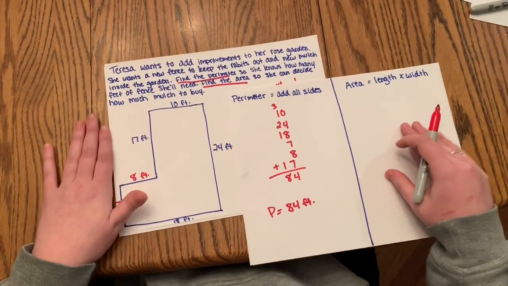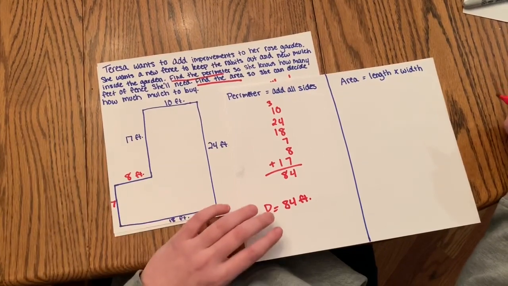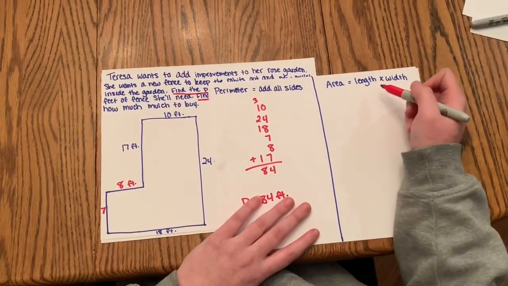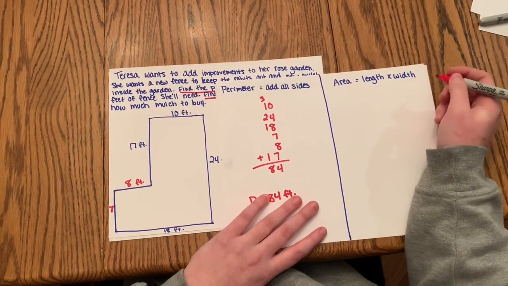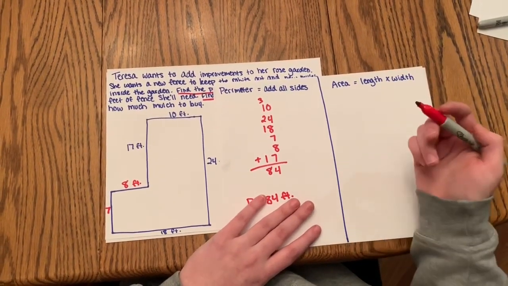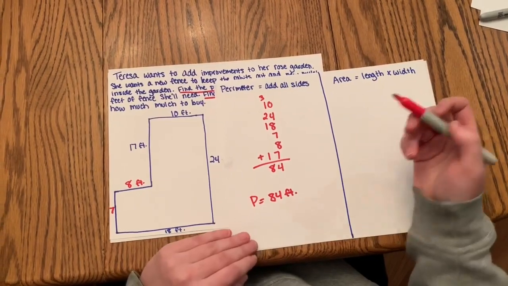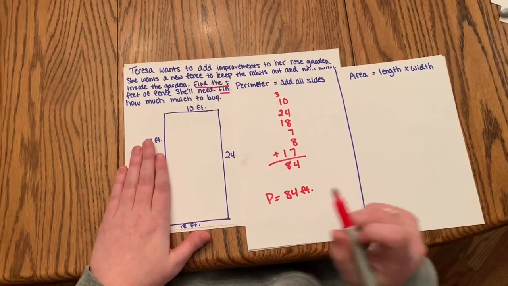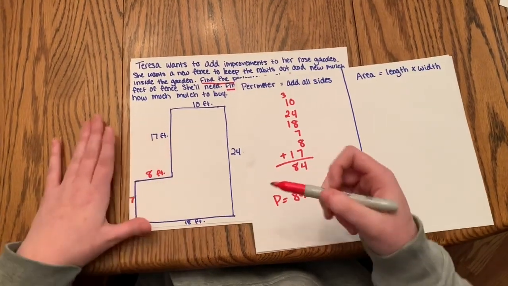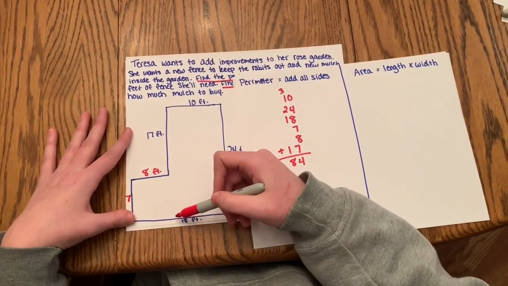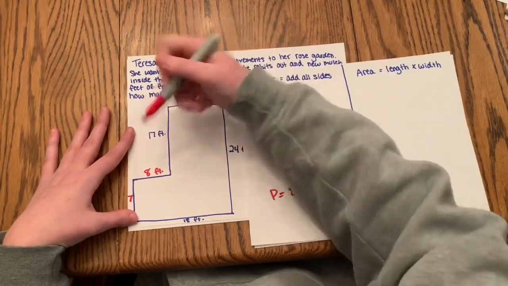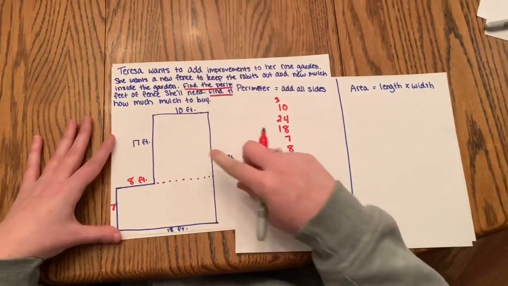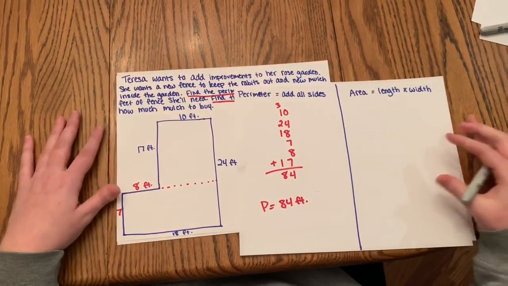Now it asks us to find the area so she can decide how much mulch to buy. If we remember, area equals length times width. But since we have an irregular shape here, it would equal two different shapes. We're going to have to find the area of two different shapes. So we can either draw a line here or we can draw a line here. And I'm going to go ahead and draw a line here. I'll do a dotted line so we know that we have two rectangles now.